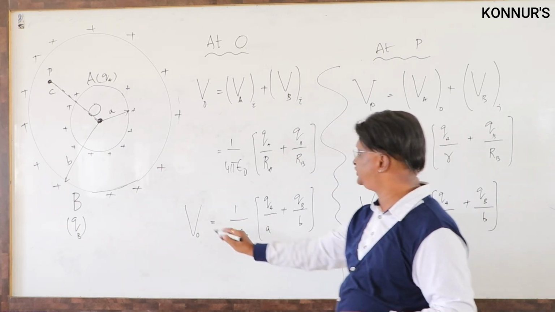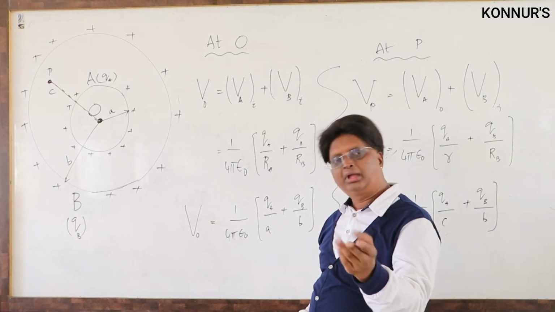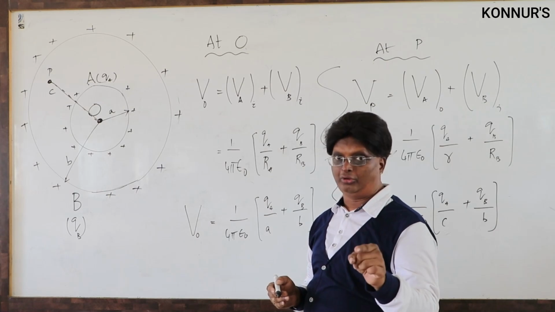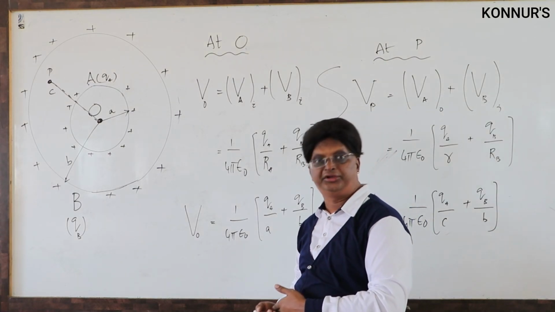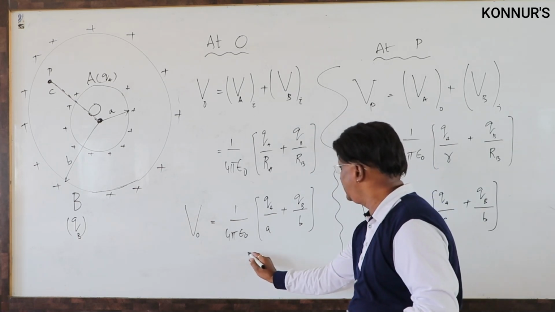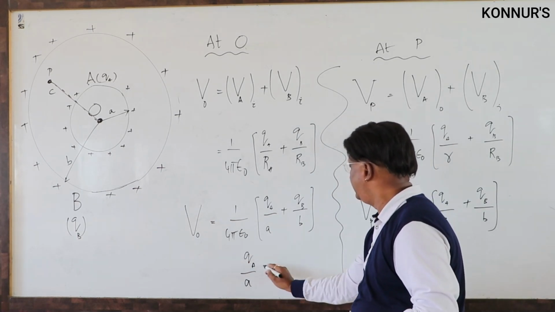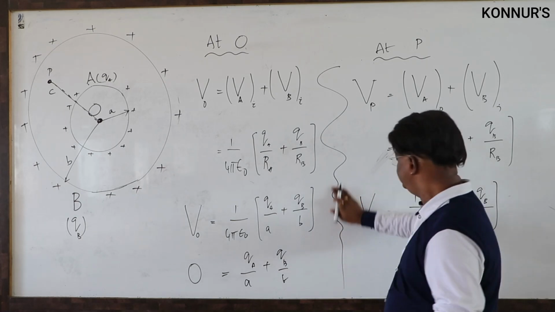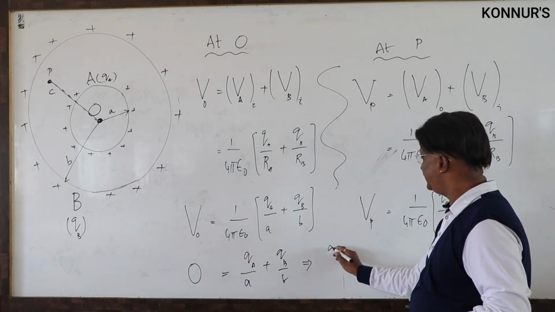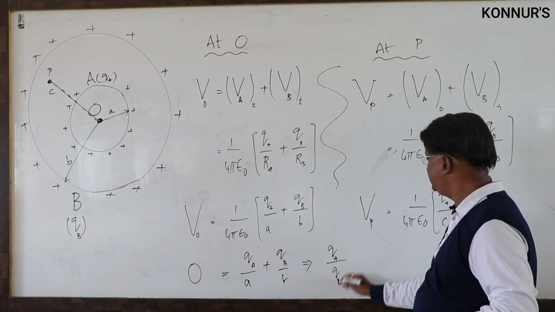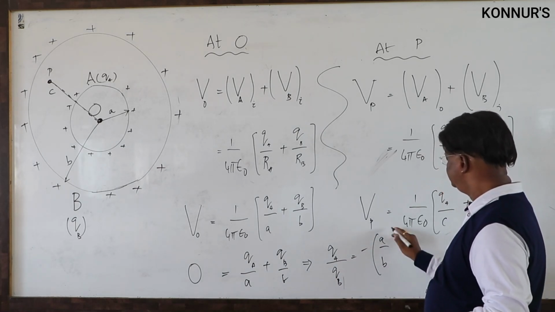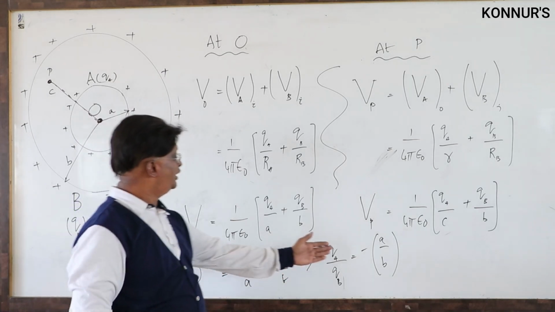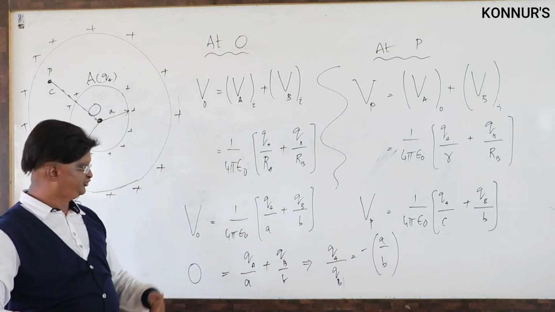Now here, if you substitute VO equals 0, I am discussing this as another question. In the case you are given that O happens to be a 0 potential point, then what are the different conditions that we can deduce? If this happens to be 0, then what do you get? QA by a plus QB by b is equal to 0. Therefore, what is the answer? You will get QA by QB is minus of a by b. That negative sign shows that the shells should possess opposite charges, unlike charges.